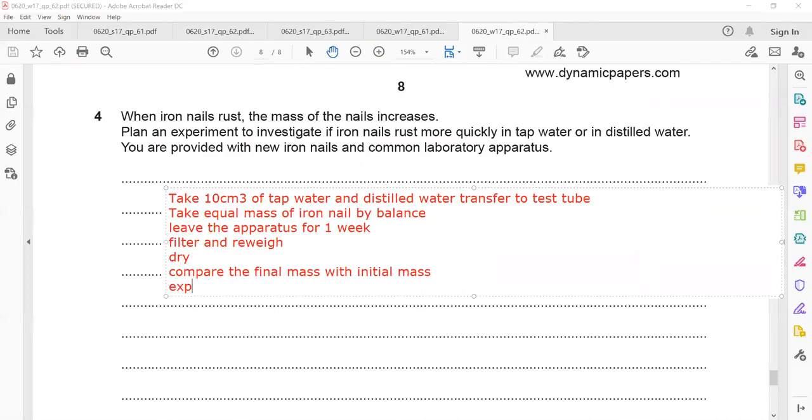The experiment which shows a greater change in the mass, meaning the initial mass is the same for both but the final mass is higher, so the experiment which shows a greater change in mass has more rust, has the fastest rate.